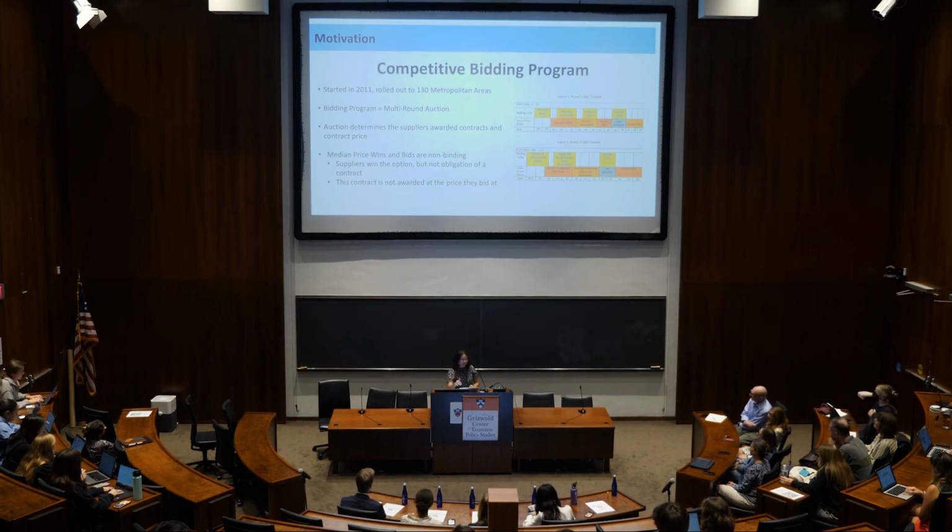And this contract is not awarded at the price which they bid at, i.e., the price that Medicare eventually chooses is uniform across all suppliers, and it's the median price bid that wins. And so this leads to some very weird incentives in this auction, i.e., suppliers, if they're faced with a price that they're unable to supply at, they might drop out, causing oversupply, undersupply issues.